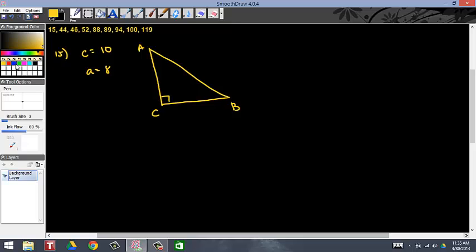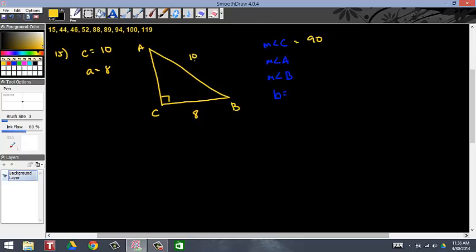Now they tell you to solve for all the parts of the triangle. So it looks like we're trying to find the measure of angle C, the measure of angle A, and then the measure of angle B. And then it looks like we're trying to find side B. Okay, so let's see what we already know here. They give us the measure of angle C, that's 90.